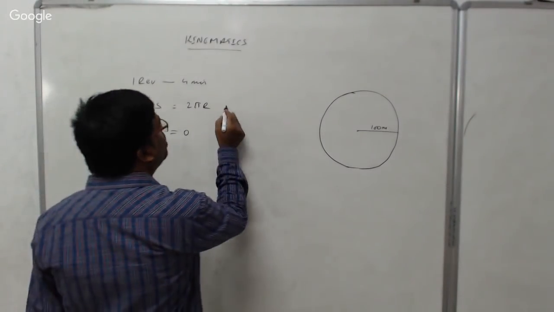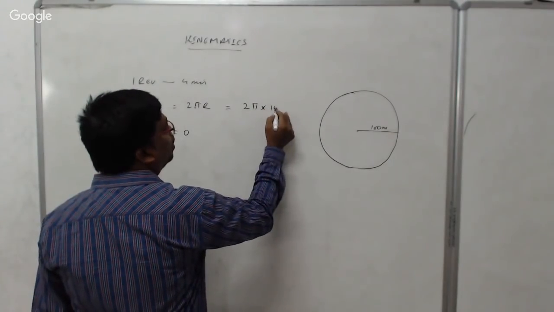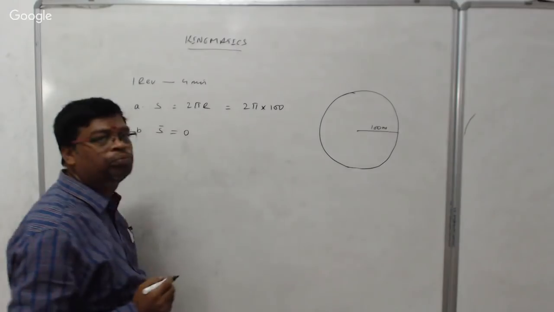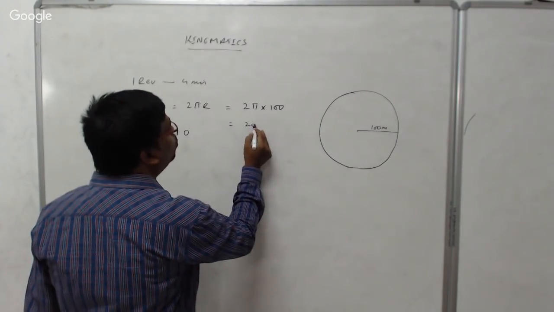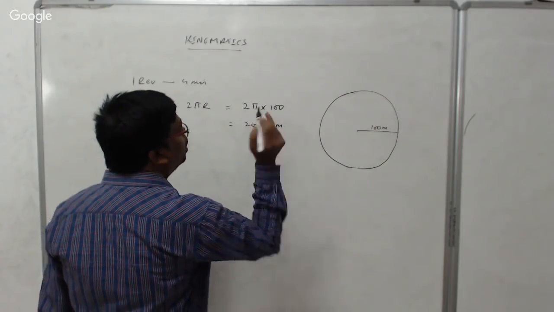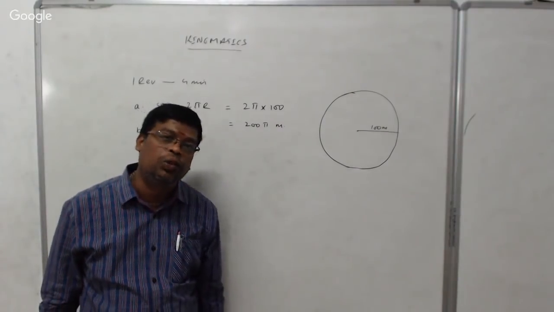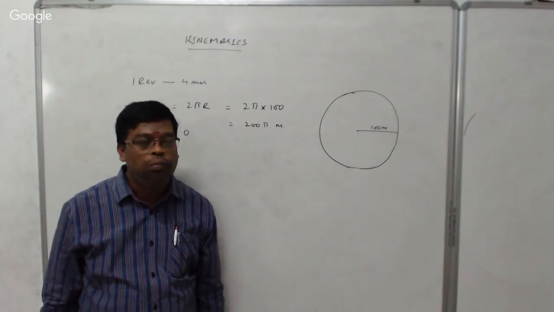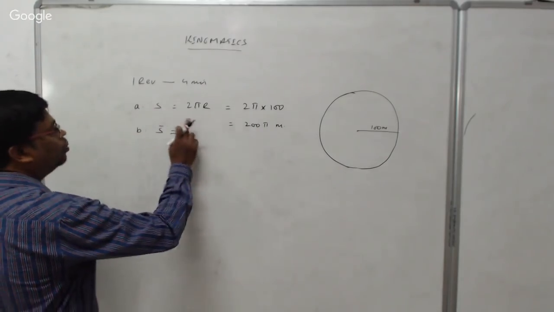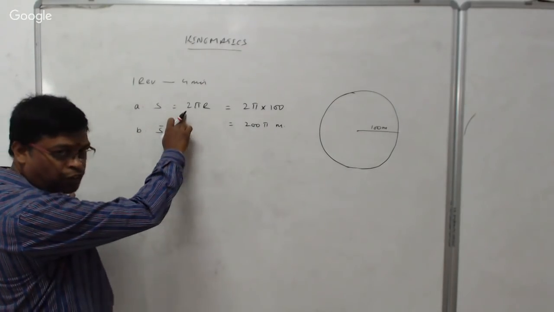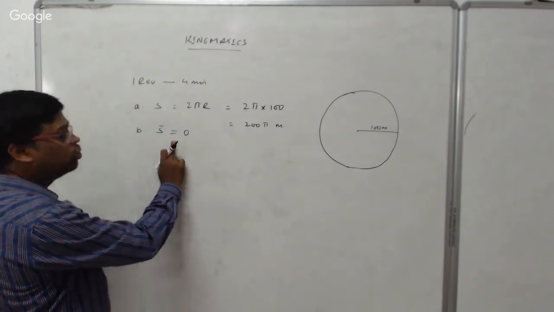Okay? That is equal to 2 pi into radius 100. Then distance is equal to 200 pi meters. Here, pi you can take it as 22 by 7 or 3.14. Understood? Okay. Now, distance we found out. Displacement we know it is 0.